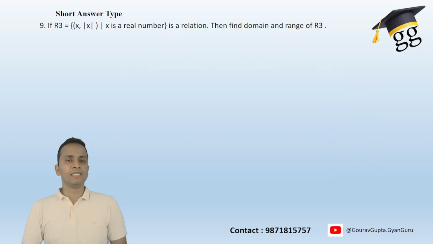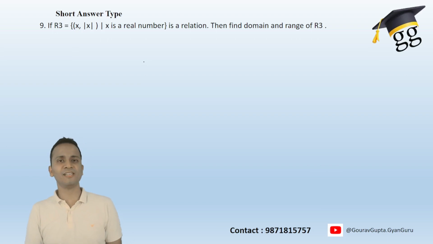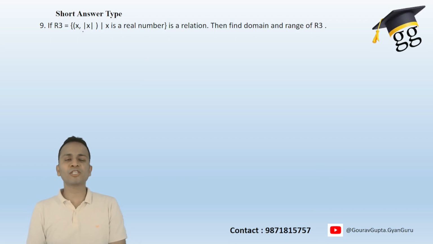Okay, now question number 9, relation R3 is defined as x comma modulus x. You all know what is a modulus function. You have already completed all the exercise from NCERT book. Modulus function is defined, greatest integer function is defined properly, signum function is defined. So modulus function, very simple. So R3 is x comma modulus x such that x is any real number.